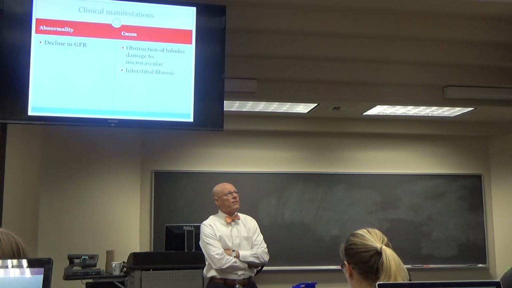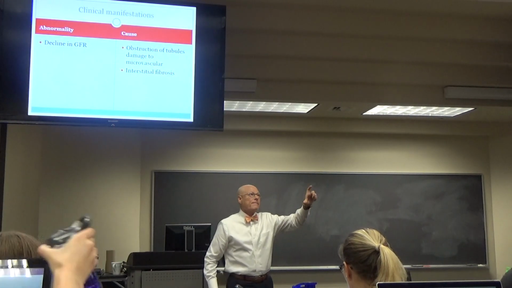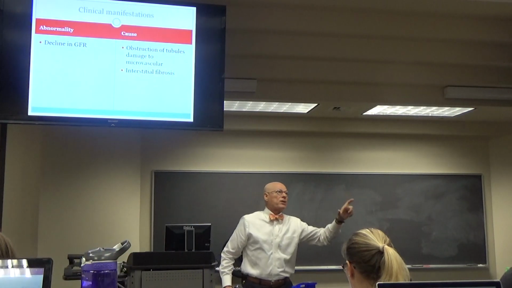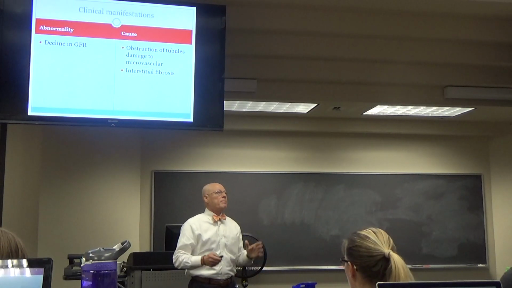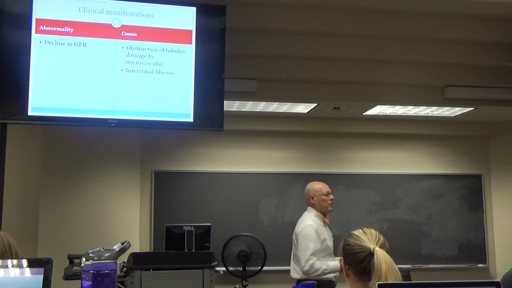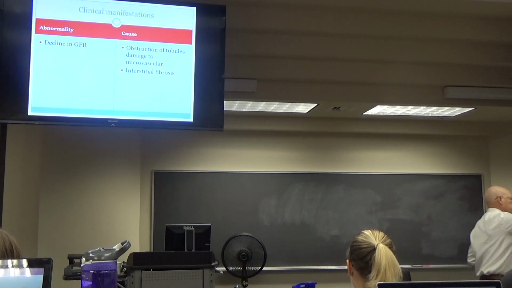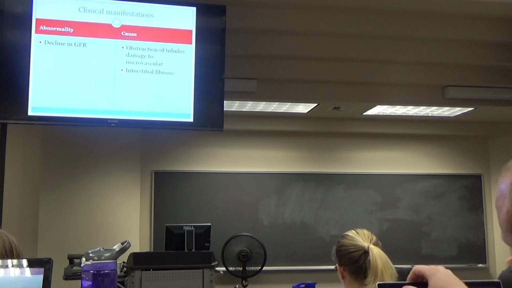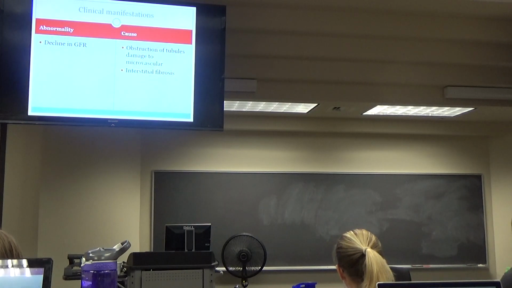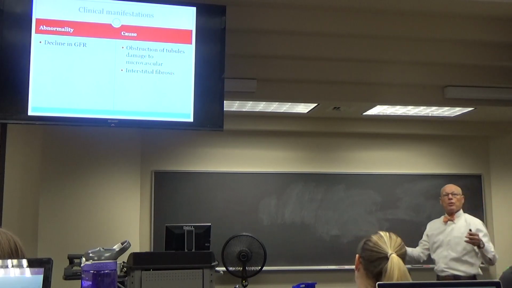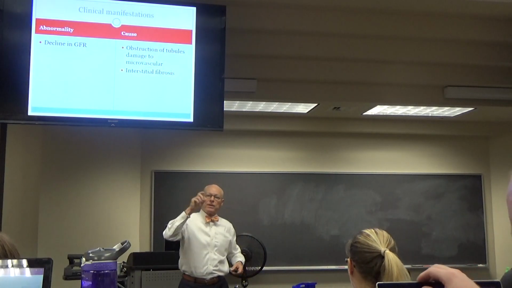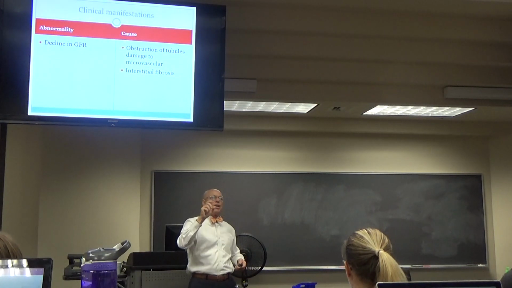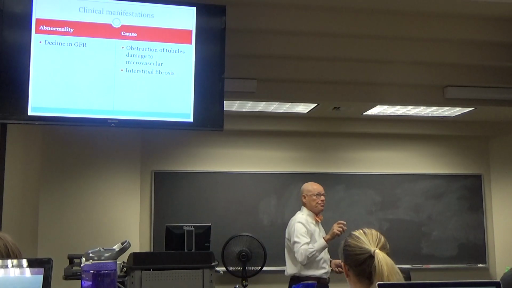Okay, so decline in GFR. For tubulointerstitial diseases, this can be caused by obstruction of tubules due to crystals or due to something. It can be damage to the microvasculature. Remember that the glomerulus is a small vessel, right? It's a capillary specifically. But there are capillaries all around the tubular system. And so microvasculature can be damaged by things other than the glomerulus, capillary damage.